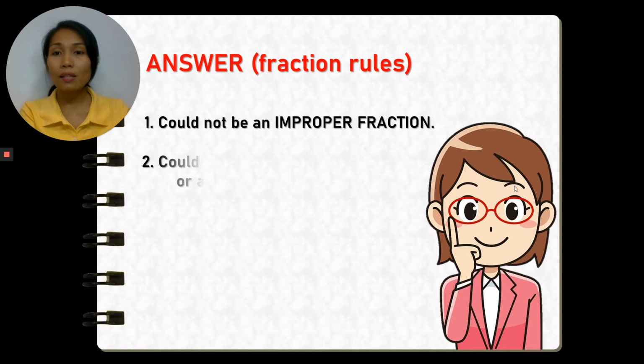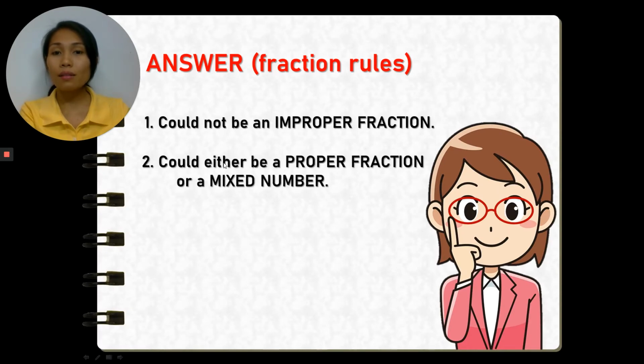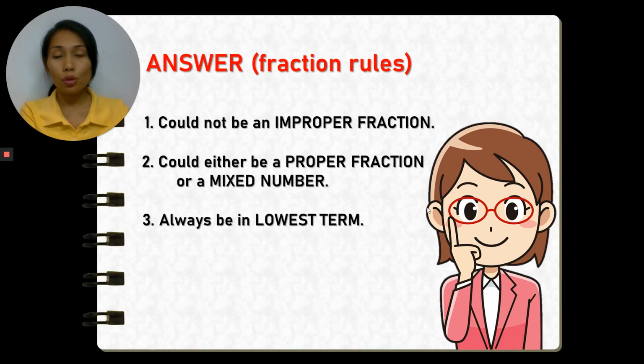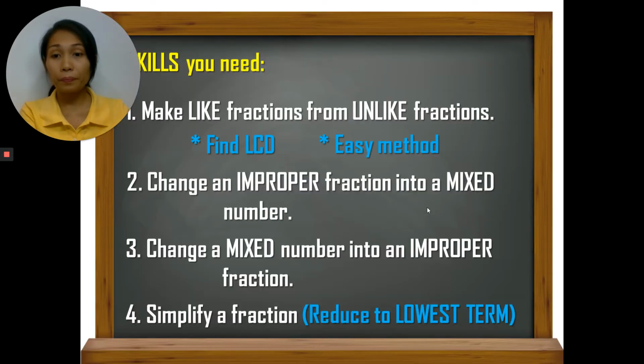The second rule is your answers could only be a proper fraction or a mixed number. That is why you need to convert improper fraction to mixed number. All right. The third rule is always be in lowest term. Your answer should always be reduced to the simplest form or to the lowest term.